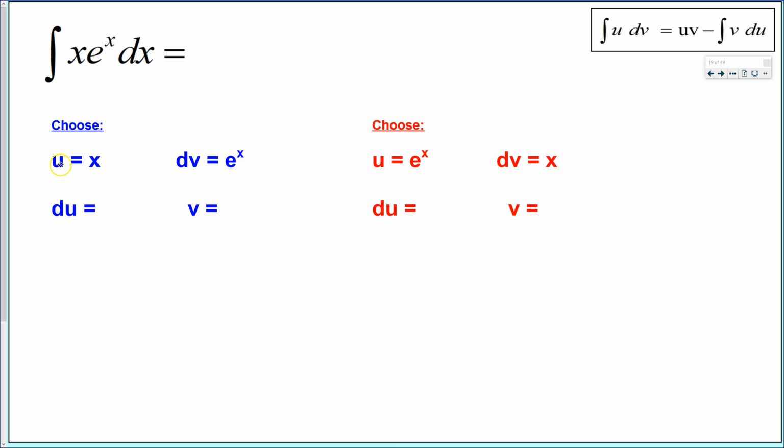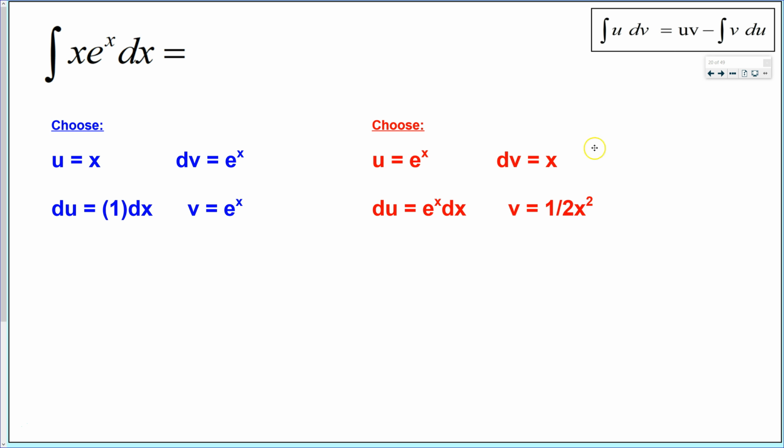It should be pretty obvious that if I take the derivative of u, I should get a du, and if I take the antiderivative of a dv, I will get a v. So if I take the antiderivative of both these things, excluding the constants, I will get this. If I take the derivative of x, I get 1. If I take the antiderivative of e to the x, I get e to the x. Over here, take the derivative of e to the x, I get e to the x dx. Take the antiderivative of x, and I get 1/2 x squared.